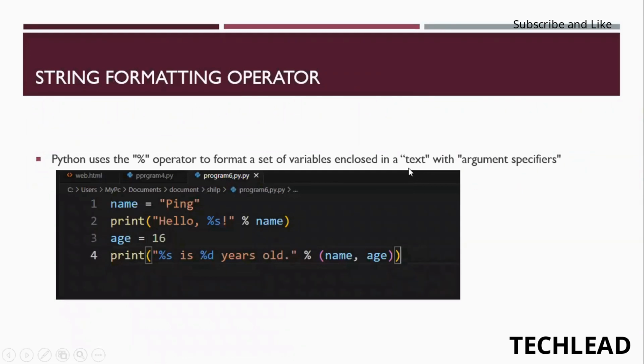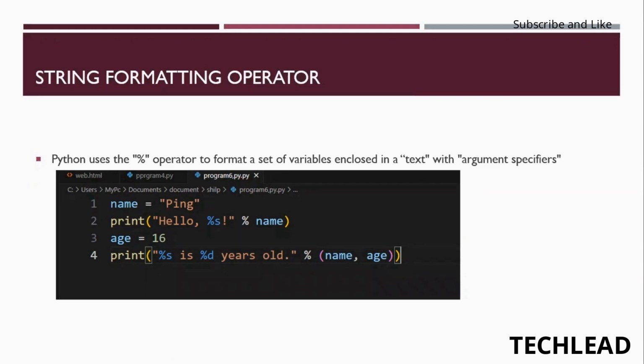Here you can see the string formatting operator. Python uses the modulo operator to format the value of the variable enclosed in the text with the argument specifications. I explained the string format using the below example. You can see here we get the text.